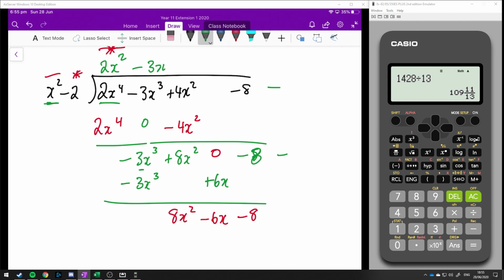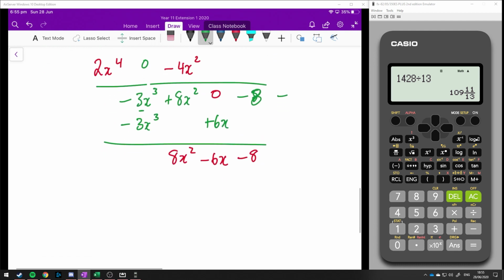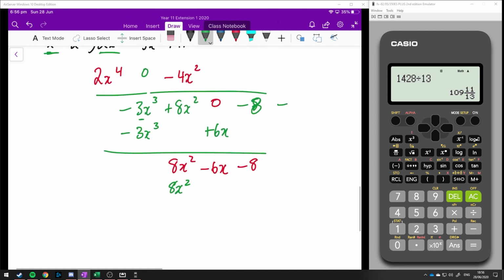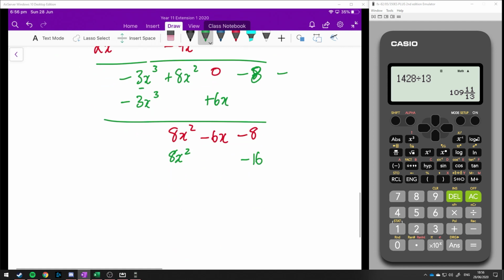Now we do our next bit, so same thing again, we're going to divide 8x squared by the leading term of the divisor. So 8x squared divided by x squared is just equal to 8. So that 8 is going to go there. Now we're going to multiply that 8 that we just put up the top by the x squared and the minus 2. So 8 times x squared is equal to 8x squared. 8 times negative 2 is equal to negative 16, so the negative 16 is going to go there.